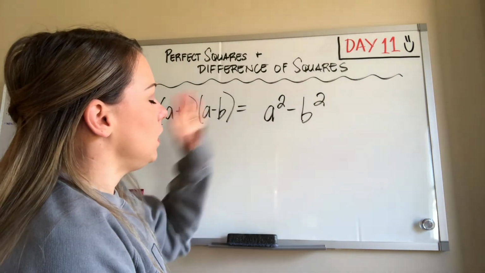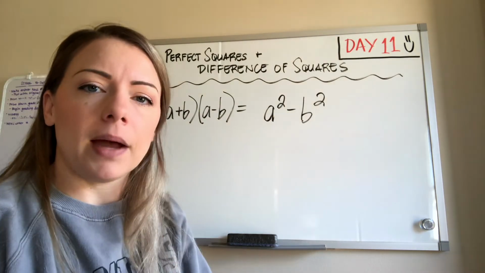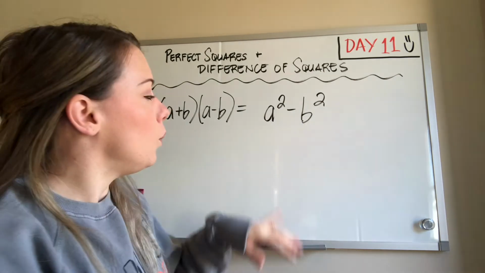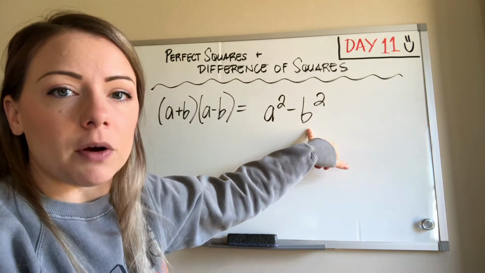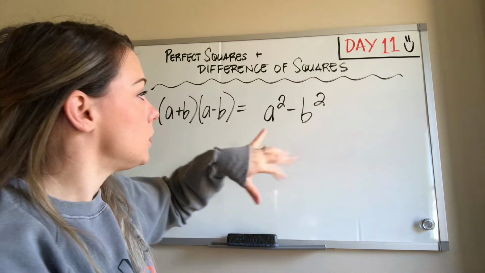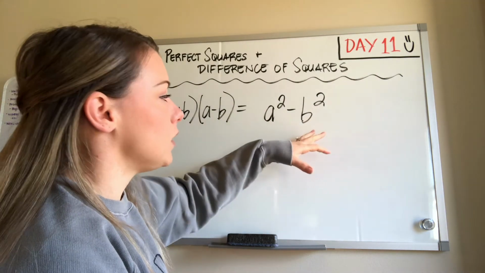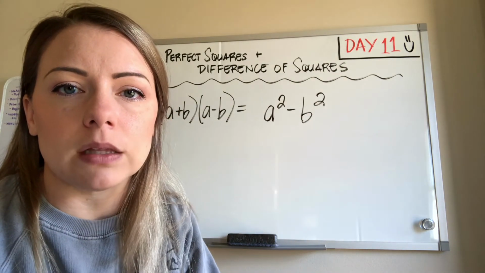So again, I don't have a middle term. That should be a pretty big red flag. I might have a difference of squares. So the next two things I want to check for would be my first and my last terms. Are they perfect squares? Just like you did in the first two types of problems. So if I took the square root of a squared, I'd have a. If I take the square root of b squared, I'd have b. So let's try this out with an example so it makes a little bit more sense.